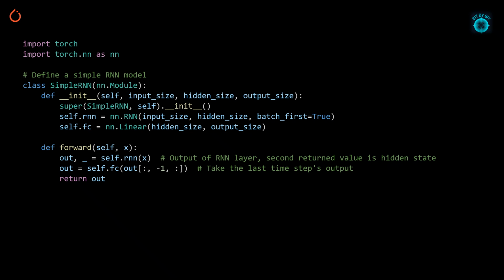In the forward function, we pass the input x through the RNN layer. The output of the RNN includes two values, the actual output and the hidden state. But we only need the output. We then take the last time step's output using out[:, -1] and pass it through the fully connected layer to get our prediction.